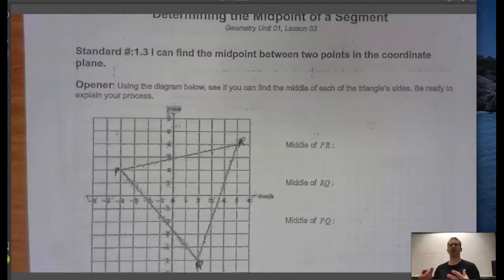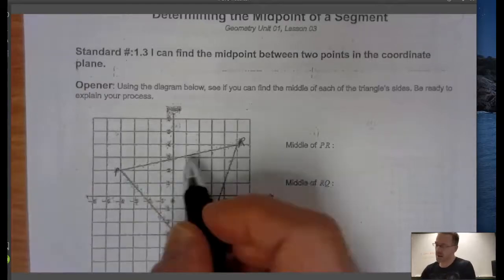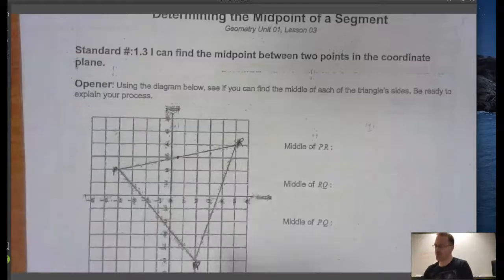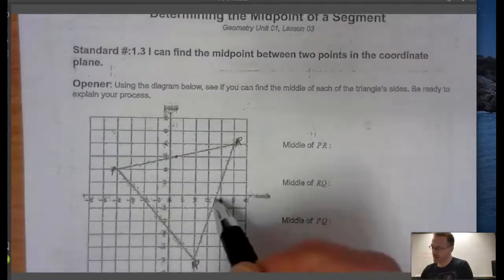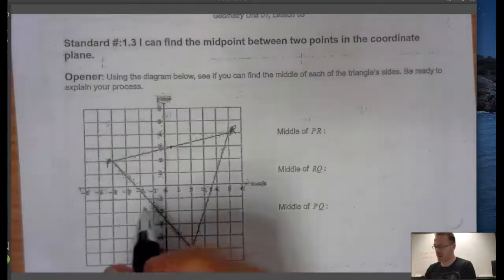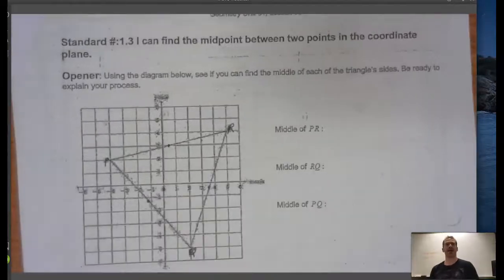All right, so let's look at PR. We want to find the middle of PR. So you might have just estimated, right, and said, okay, it looks like maybe somewhere in here. And same thing with RQ here. It looks like maybe the middle is somewhere in here. And then you look at PQ and maybe you estimated right there. My estimations may or may not be very good.